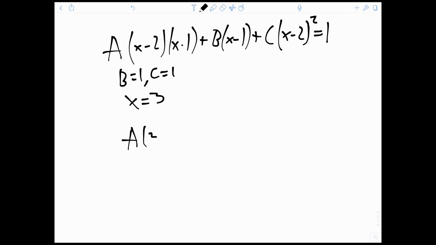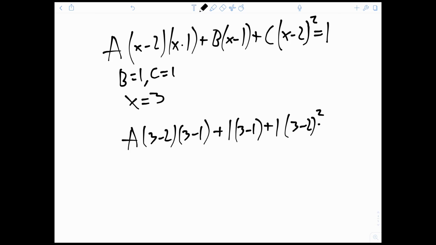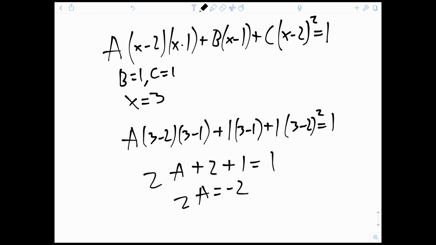So a times 3 minus 2 times 3 minus 1. And we know what b and c are, so we can just plug those values in. We're going to get this equation. So here we see 2a plus 2 plus 1 is equal to 1, right? We're going to get 2a equals negative 2. And now we know that a is equal to negative 1, and we are done with our partial fractions decomposition.